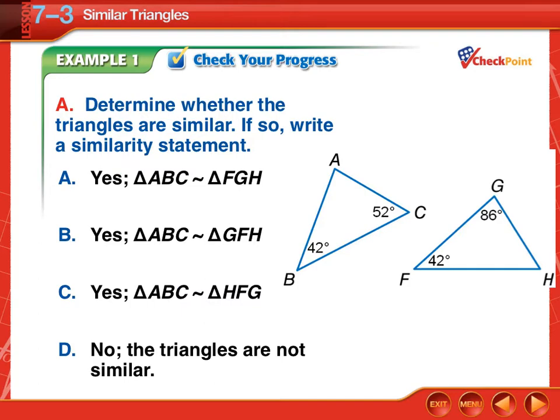All right, let's take a look at another example. Determine whether the triangles are similar. If so, write a similarity statement. Well, we've got two angles here, 42 and 52 degrees.